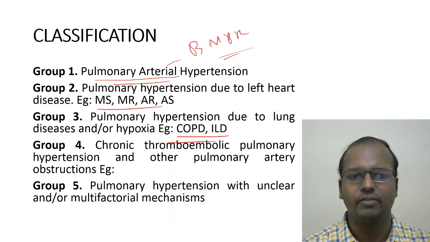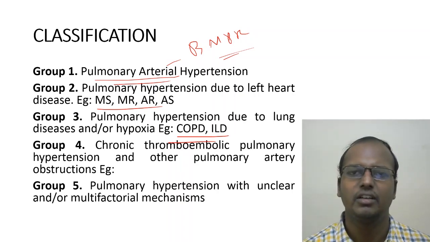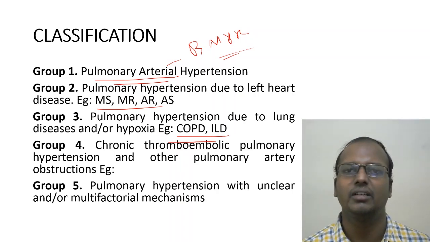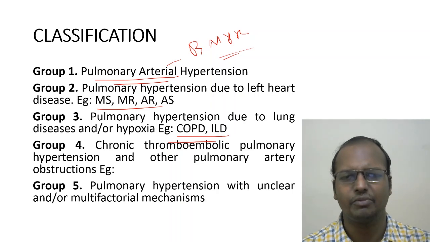And group 5 includes pulmonary hypertension with unclear or multifactorial mechanisms, like hematological causes. Sickle cell anemia can cause pulmonary hypertension, schistosomiasis can cause pulmonary hypertension, sarcoidosis can cause pulmonary hypertension. These are a variety of causes which can cause pulmonary hypertension. Your ASD, VSD, PDA can also cause pulmonary hypertension. So there is a variety of causes of pulmonary hypertension.